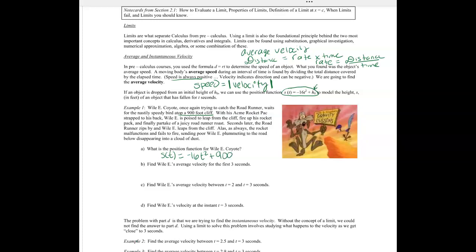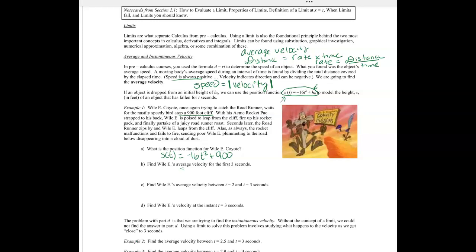Alright, finding Wile E's average velocity for the first 3 seconds. So I'm going to take his position over those first 3 seconds and divide by how much time there is. This way I get his average velocity over the time it takes. So for average velocity, I'm going to be using that position function.